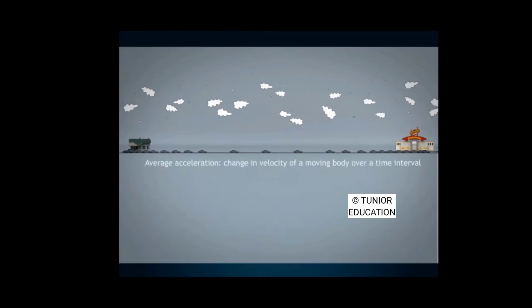This change in velocity of a moving body over a time interval is known as average acceleration. Mathematically, it is expressed as a bar equals v2 minus v1 by t2 minus t1 equals delta v by delta t, where v1 is the initial velocity of the car and v2 is the final velocity of the car. From this expression, the SI unit of acceleration can be derived as meter per second square.